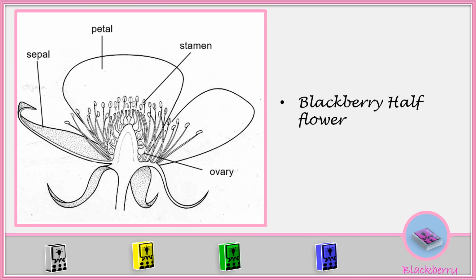Now we go to the blackberry, a half flower of our blackberry. This one here is our blackberry. When you look at it, it has got the ovaries. The ovaries are here, attaching themselves on the placenta, which is attached to the receptacle. It also has the stamen. The stamens have got the anther heads. All these that you see are anther heads of the stamen, which is the male part of the flower.